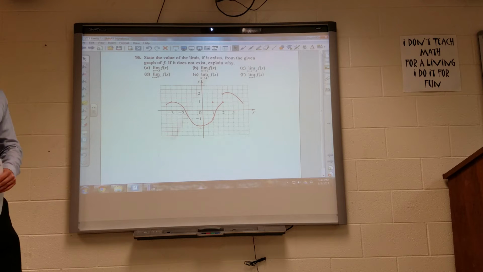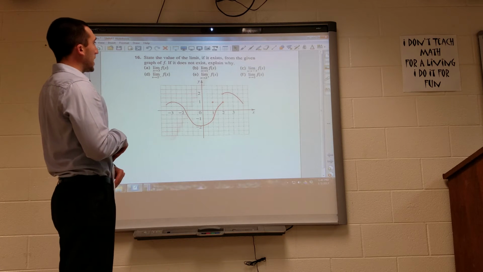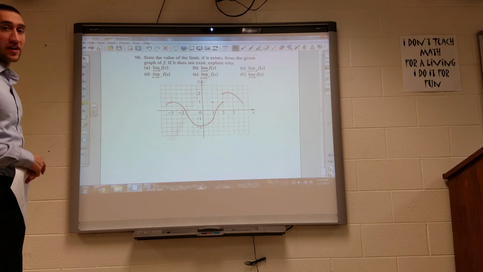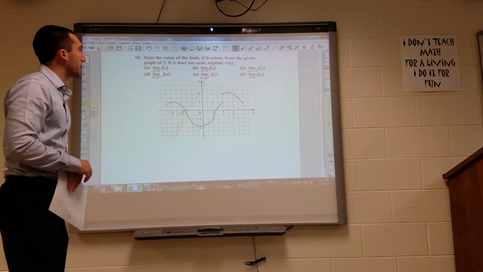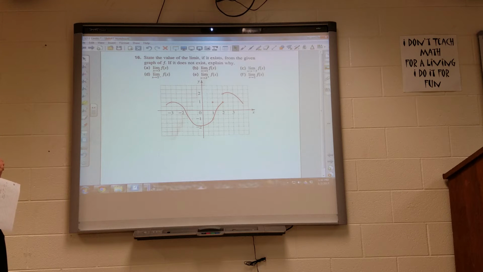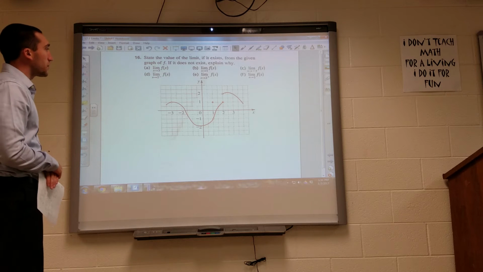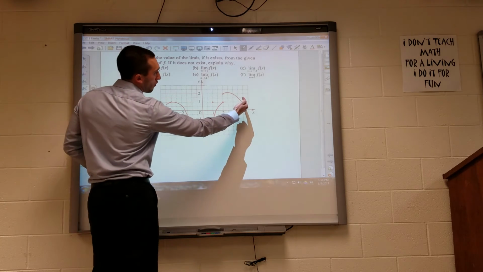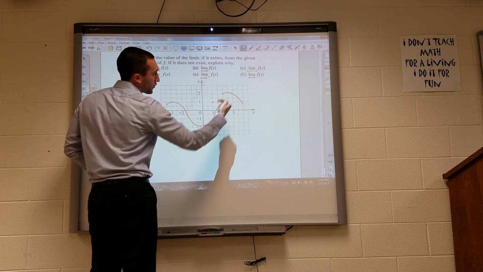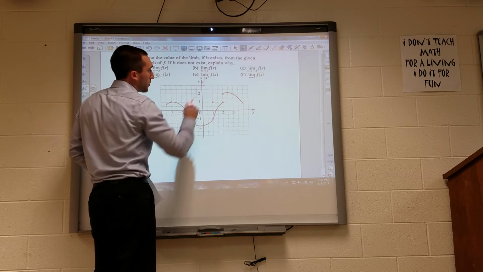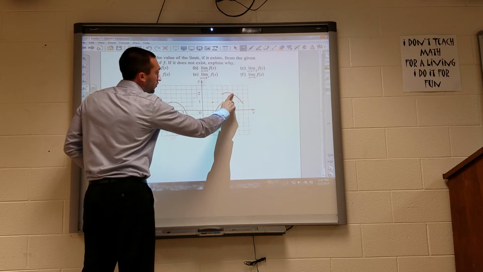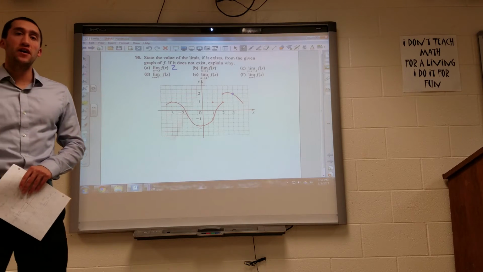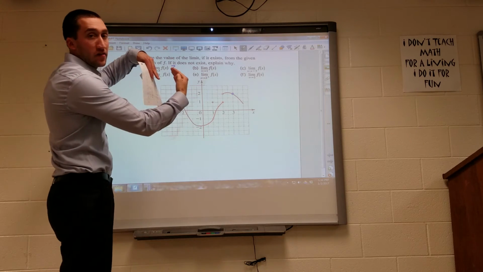Now they've given us a graph, and they want us to tell them if these given limits exist, and if not, explain why. So the first one, is there a limit as x approaches 3? So as I go from 4 towards 3, yeah, it looks like there's going to be a limit, and that approaches 2. All right, my y value is 2 as x approaches 3.